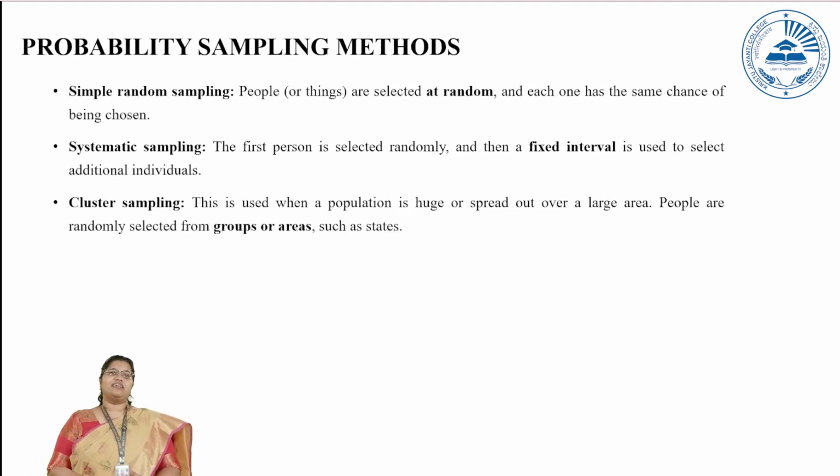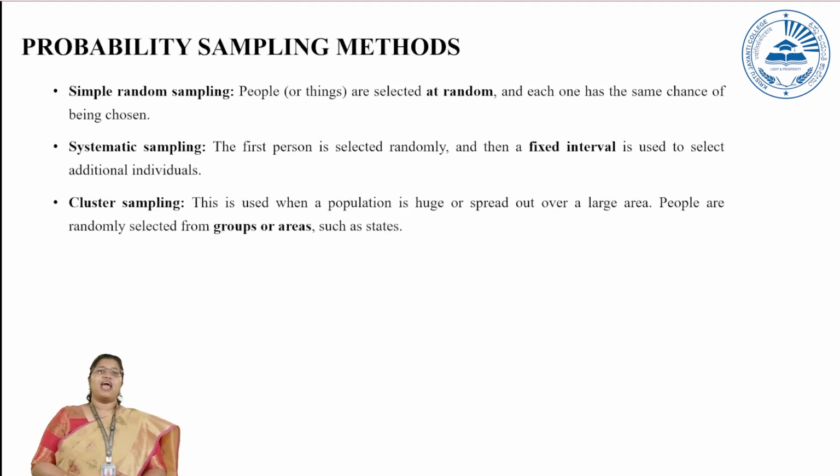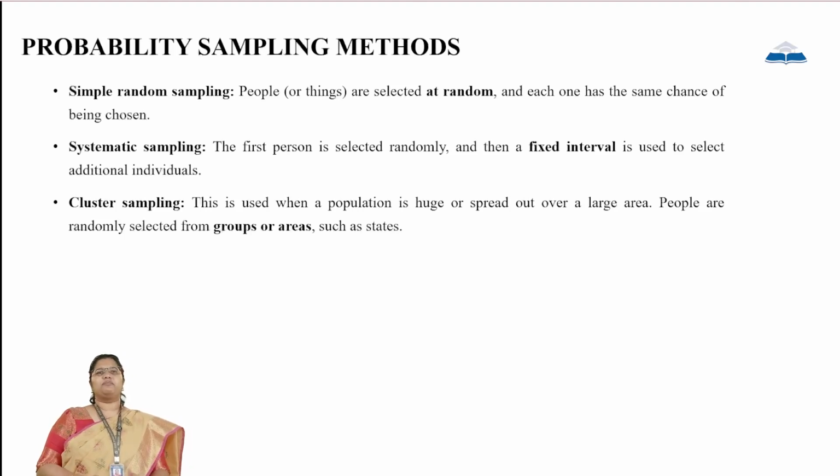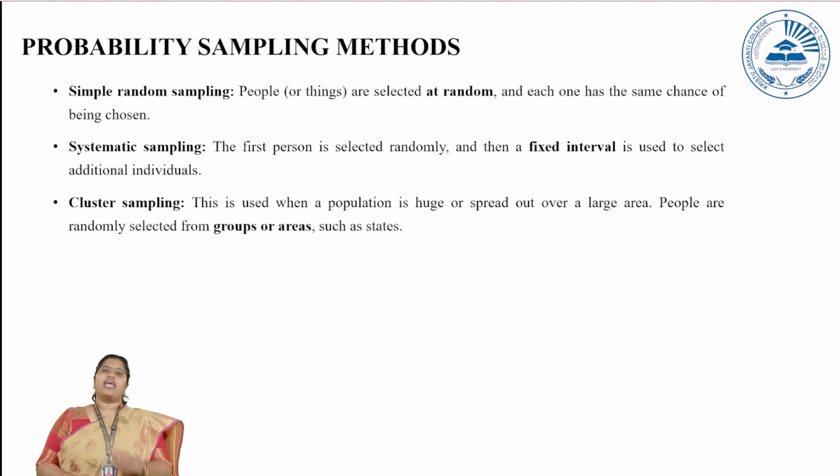The next sampling is cluster sampling. Under cluster sampling, if we have a very large area of study, or if the respondents or the elements of our population are widely spread out, so we will randomly select people from certain groups or areas.